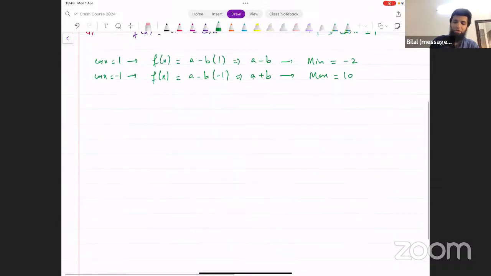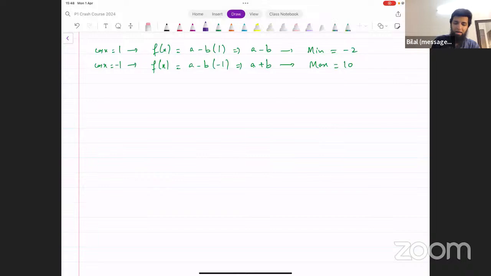So from this, you get two equations. You get two equations: a minus b should equal minus 2. That's one equation. And another equation should be a plus b equals 10. You can solve these equations simultaneously and you would get your result. So you could actually do this using elimination much quicker.